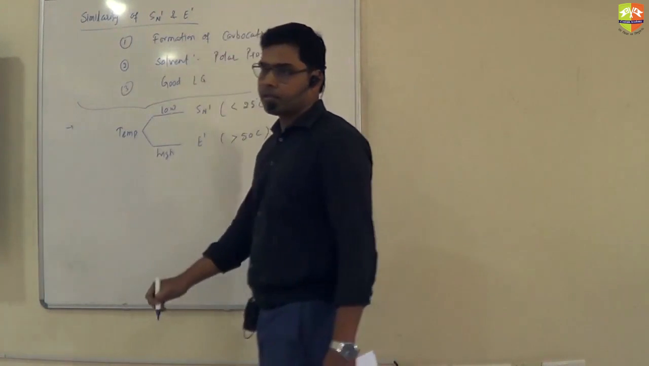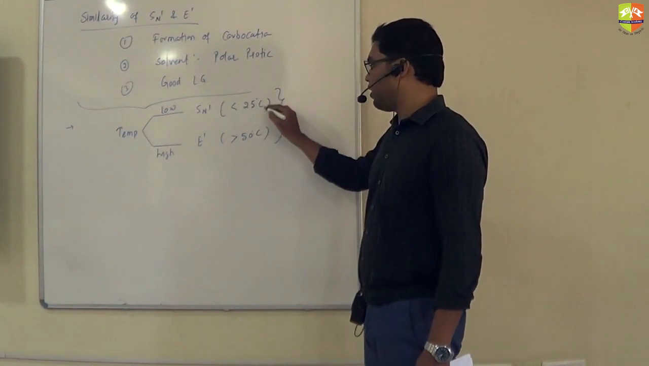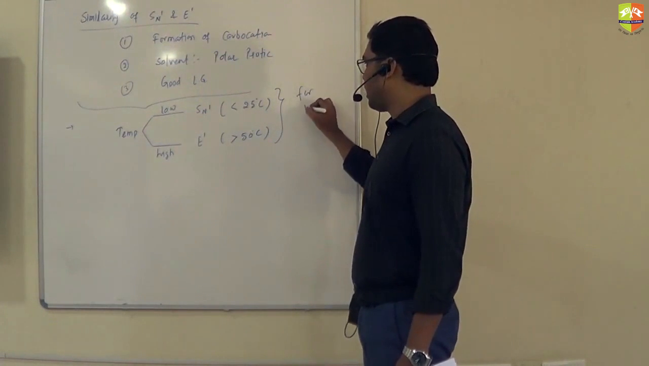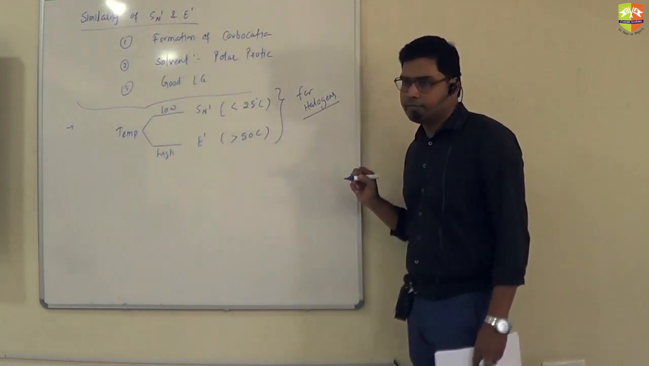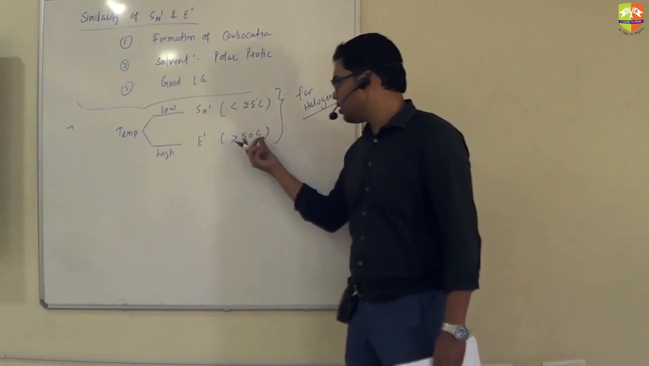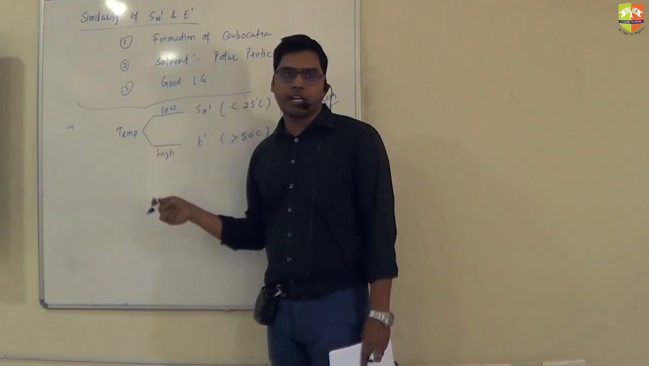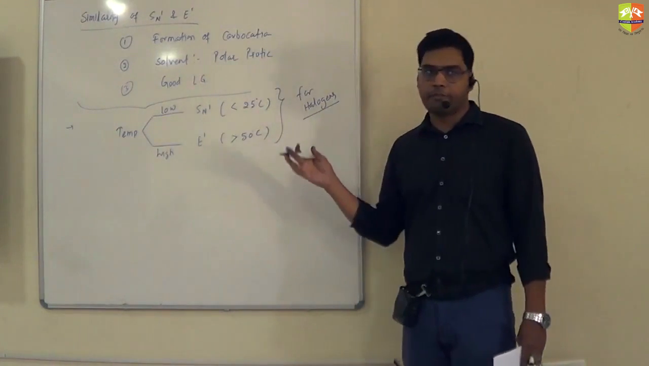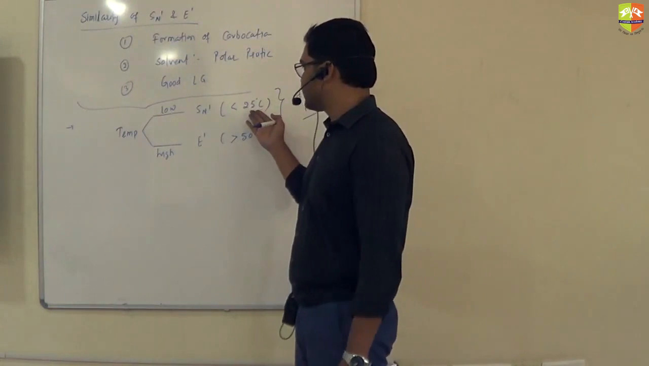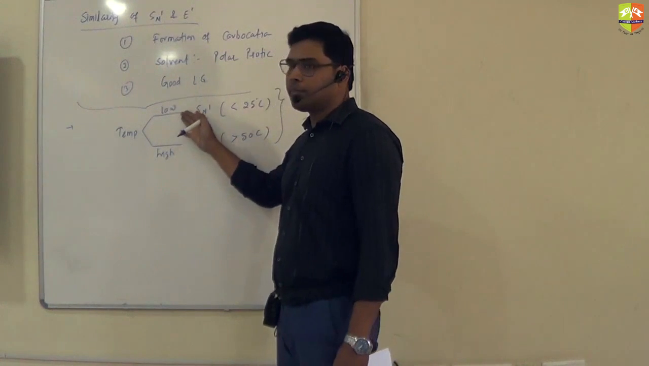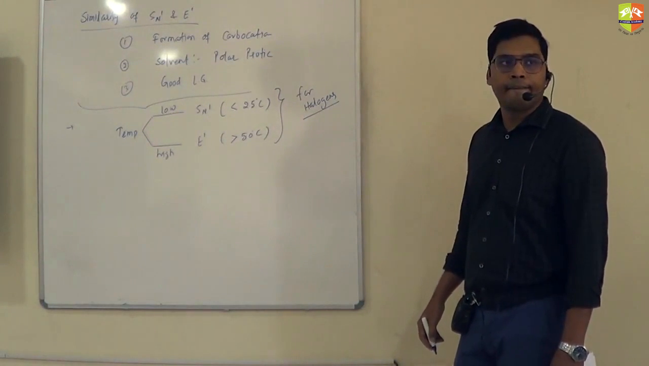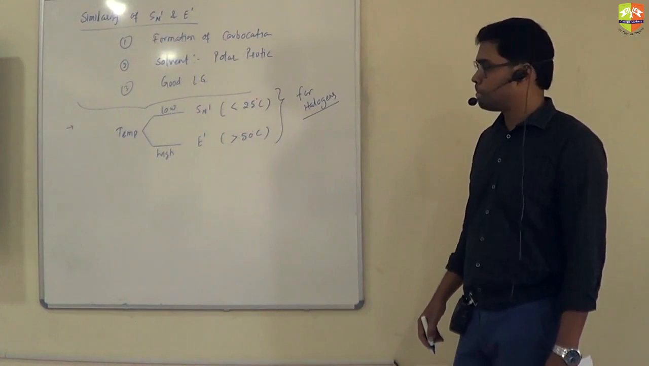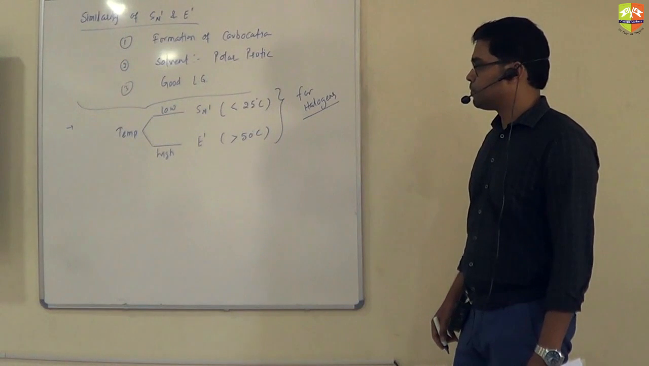This came in some paper. This temperature value is given for halogens. Means if you are having a reaction on alkyl chloride, at this temperature you get the eliminated product, that is alkene. If the temperature is low, the product will be the substitution product.